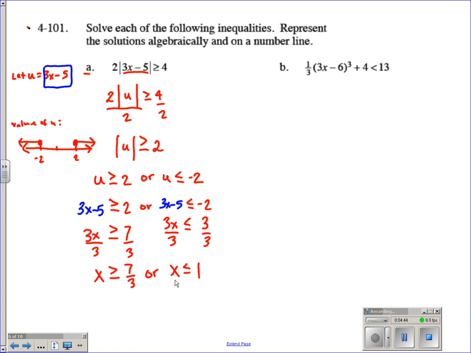So how do we represent our actual answer here? We've got to look at our values of x. We're not using the u.